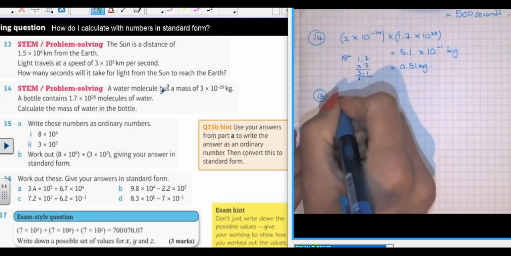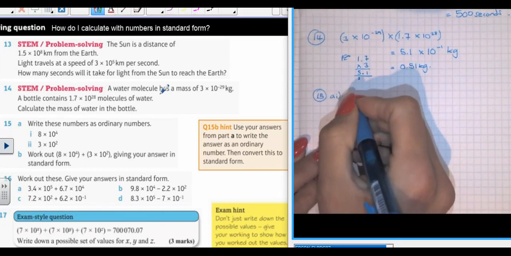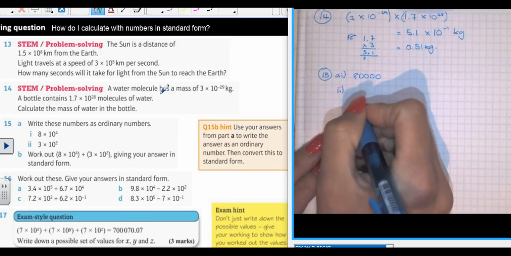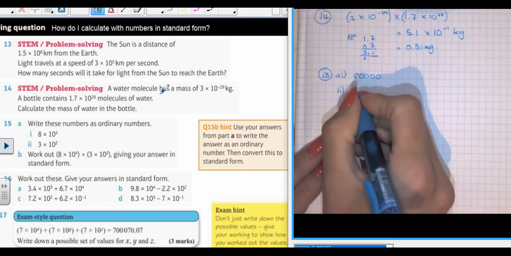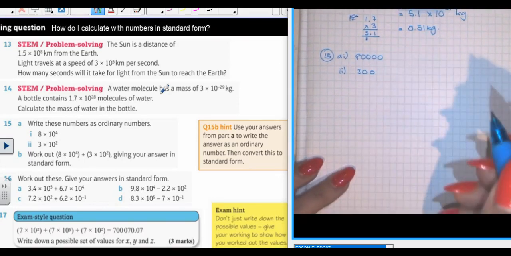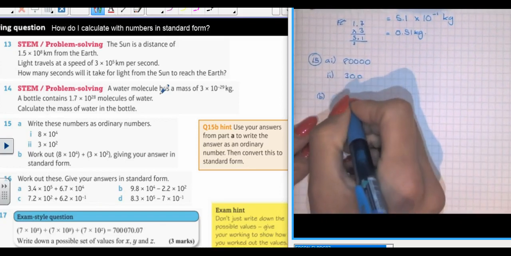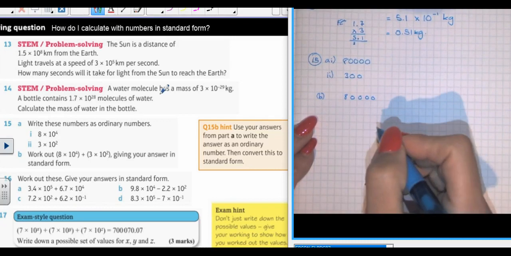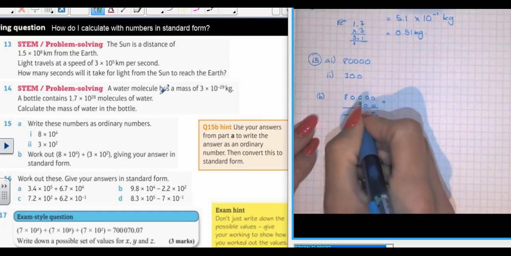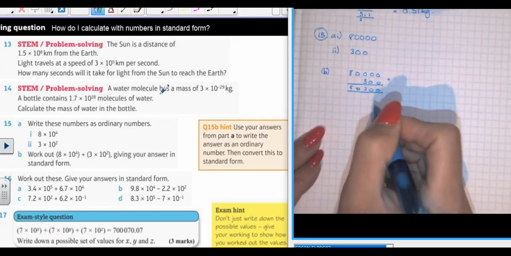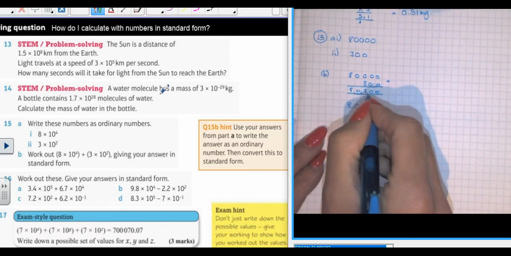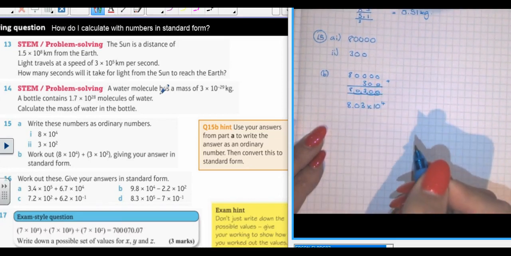Question 15a. Write these as ordinary numbers. 8 multiplied by 10 to the power 4 is 80,000. 3 multiplied by 10 to the power 2, or 10 squared, is 300. Work out the sum of those two things, giving your answer in standard form. You want to add 300 to 80,000, which gives me 80,300. So in standard form, that's 8.03, oops, 1, 2, 3, 4, multiplied by 10 to the power of 4.